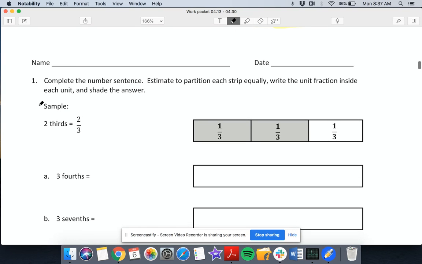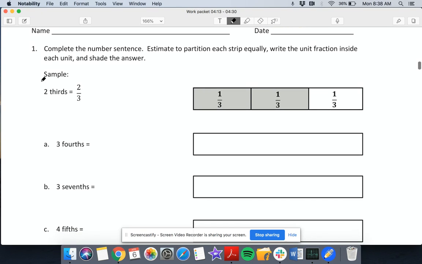So our first problem asks us to just essentially complete this number sentence. So complete this tape diagram. Estimate to partition each strip equally, write the unit fraction inside each unit, and shade the answer.